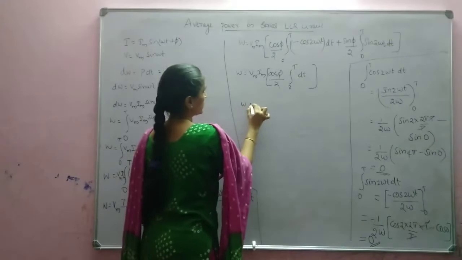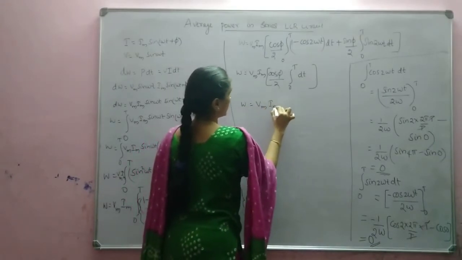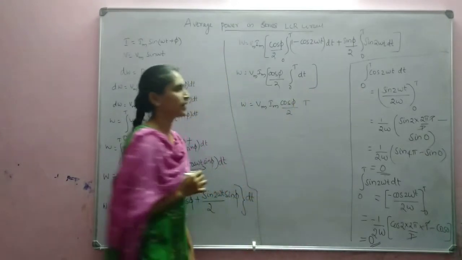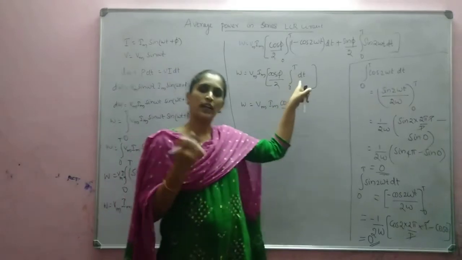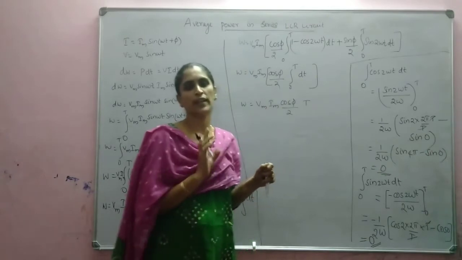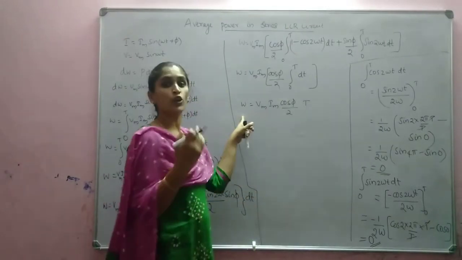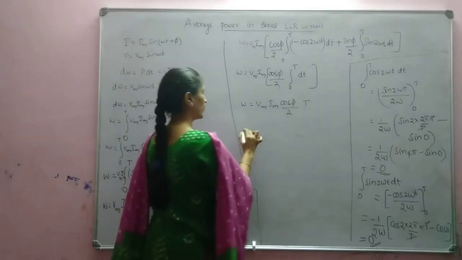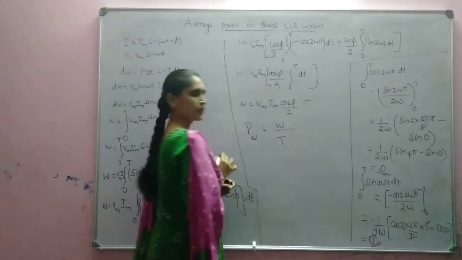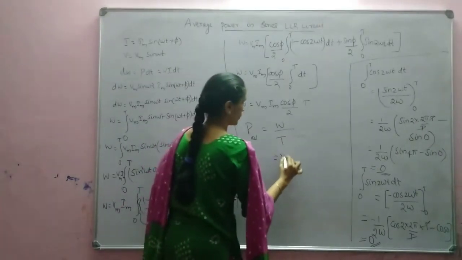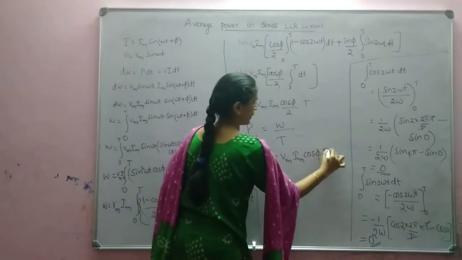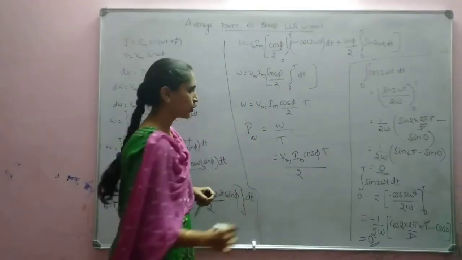What you will get? W is equal to Vm Im cos phi by 2 into t, upper limit minus lower limit. After integrating you will get small t, and if you apply the limits you will get capital T minus 0, or you can write it as capital T. Okay, this is the total work done for one time period. Now we can find average power is equal to total work done divided by total time. So that will be equal to Vm Im cos phi T divided by 2 into T.